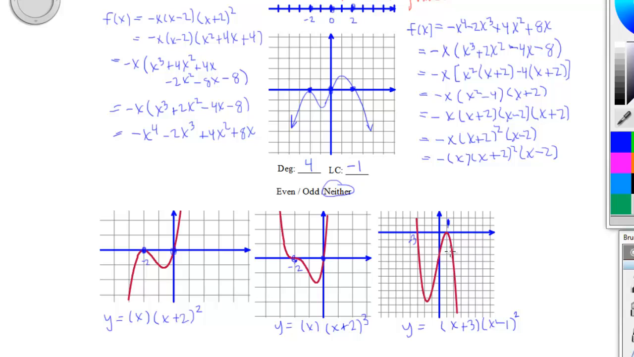And then because it's going down here, it looks like an upside down x cubed graph, and because when you substitute in, say, a positive 2 or 3 or 4, you need that y value to be negative. That's how you know that the leading coefficient, or that the lead factor, has to be negative.